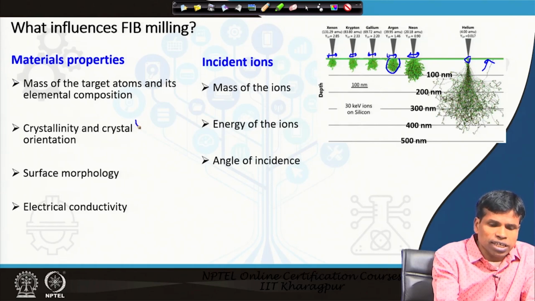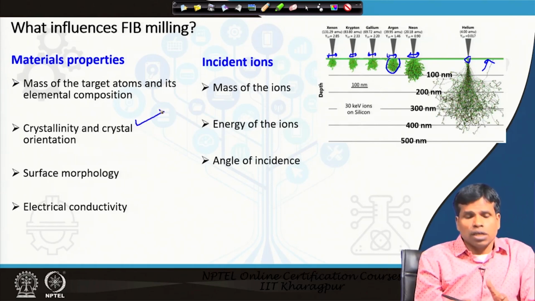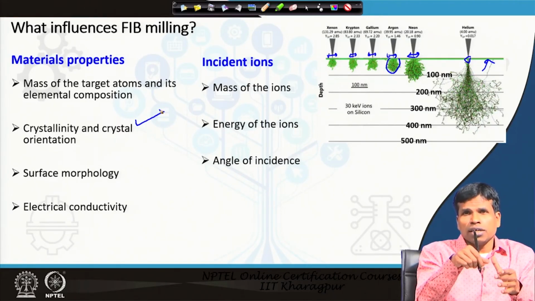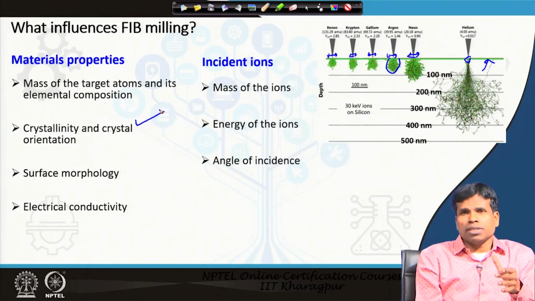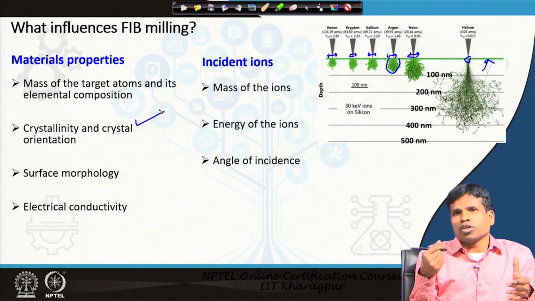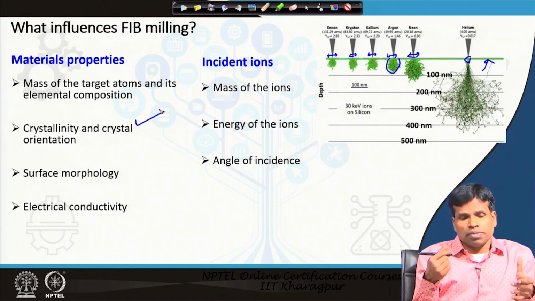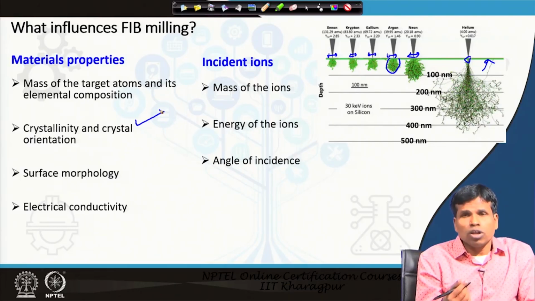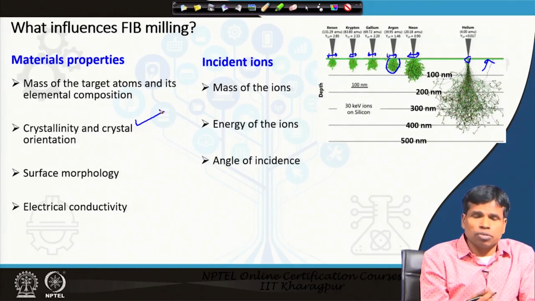Next, crystallinity and crystal orientation. If the crystal orientation is aligned with the ion beam, then more channeling occurs, as we have seen. Because of channeling, the ion beam will penetrate much deeper into the specimen, and therefore there is less chance of sputtering to occur. That is the effect of crystallinity. When crystallinity and crystal orientation change, the sputtering will also change and the milling effect will also vary.